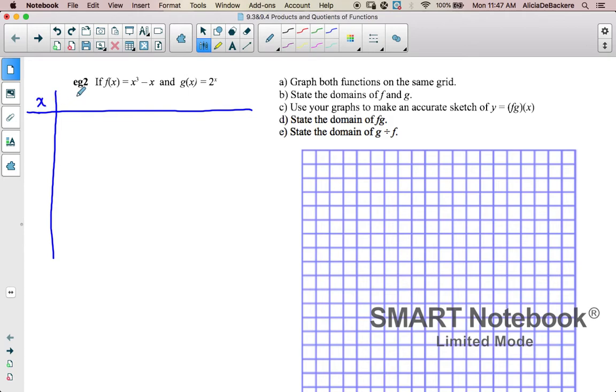So I'm going to do x, and then I'm going to do f at x. So that's my cubic function. And then I'm going to do g at x, my exponential function, and then finally I'm just leaving space here at the end to do the product.